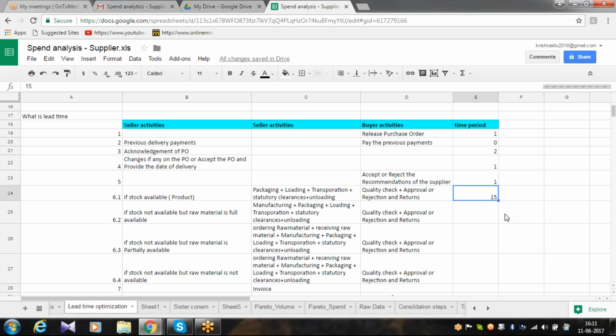Please, I have one doubt. Is this time period at the buyer end or the seller end? From both ends. This is seller. We are looking at the activities which the seller is doing and putting a time. Some activities the seller is doing, some the buyer is doing. So how much time is the seller taking for seller activities, and how much time is the buyer taking for buyer activities? We are trying to calculate the time and put it over here.